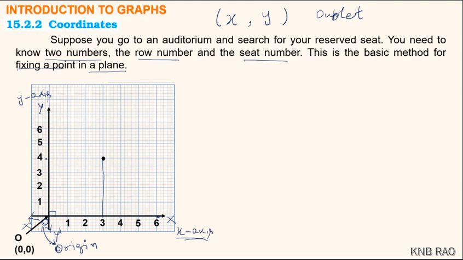So that 4 I could see here on y axis. So the number corresponding to y axis will come here as a y coordinate. And when I see how far it is from y axis, this 3 units, that number I could see on x axis, I will call that as x coordinate.